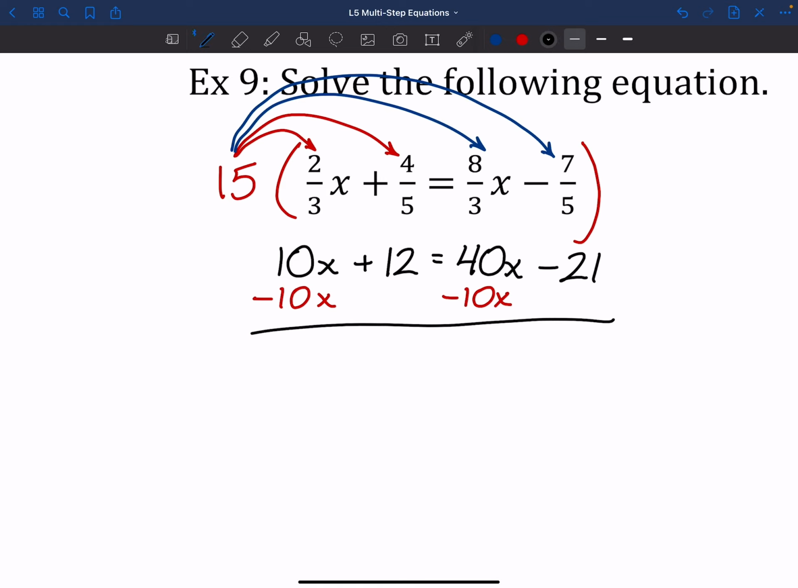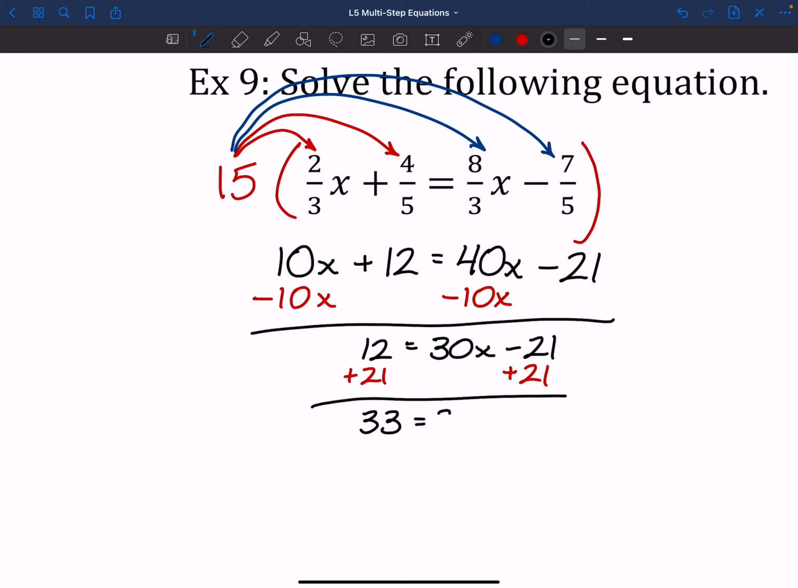All right, so again, this turns into one of the problems we were doing a little bit earlier, which didn't seem quite as bad before we added fractions to them. So we'll get 30x minus 21 over on the right-hand side. After that, I'm going to add 21 to move that away from where my variables are. So 12 plus 21 is going to give me 33. We're going to get 30x still on the other side. And when I divide everything by 30, to get rid of that coefficient, what we're going to find is that 1.1 is equal to x.